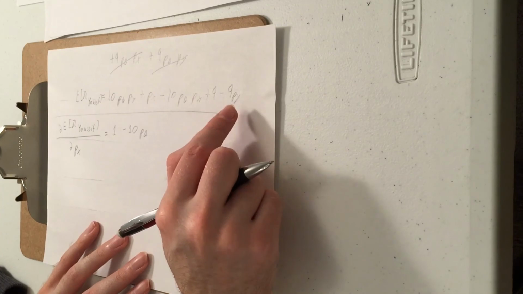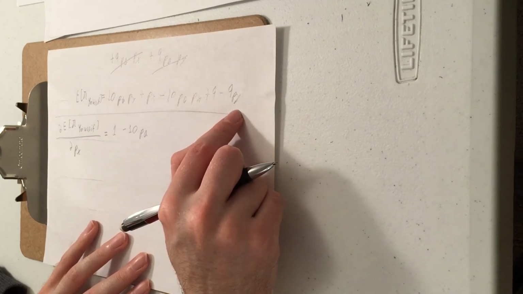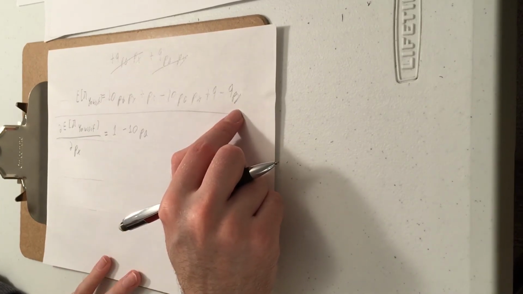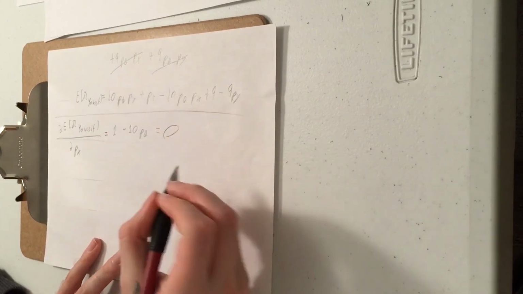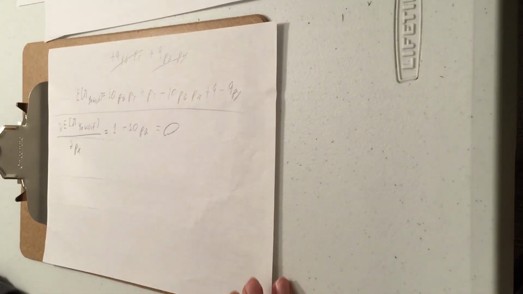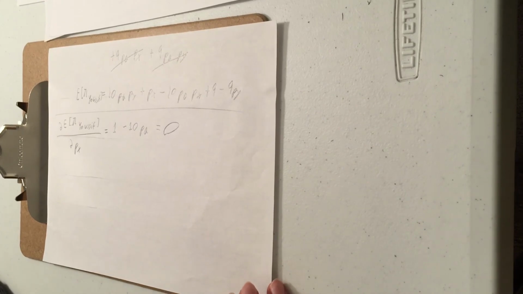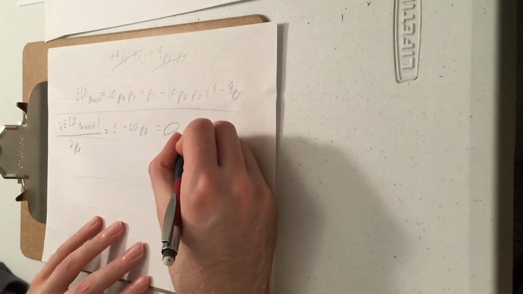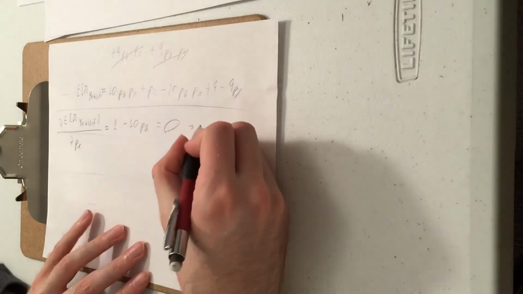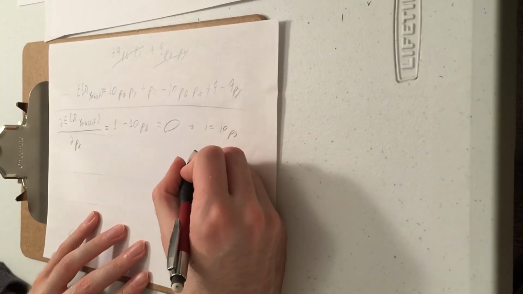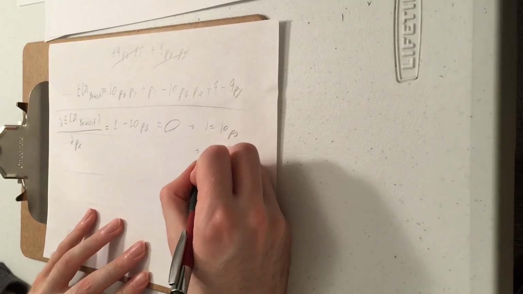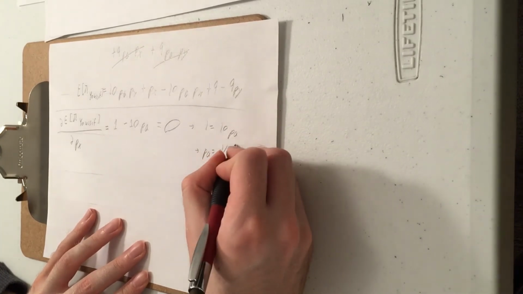That's a constant, it goes away. That's a constant, so there's no PX's in it, so we treat it like a constant, and that also goes away. So that partial derivative is 0. If you do some reshuffling, 1 equals 10 PA, and that gives us that PA is 1 over 10.